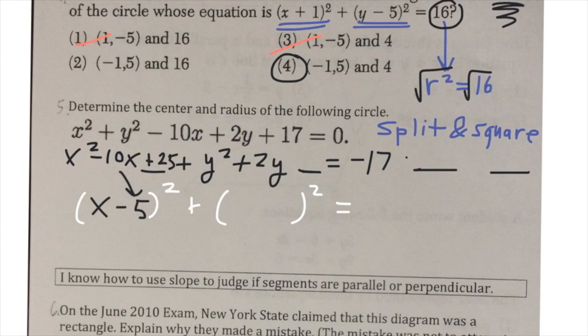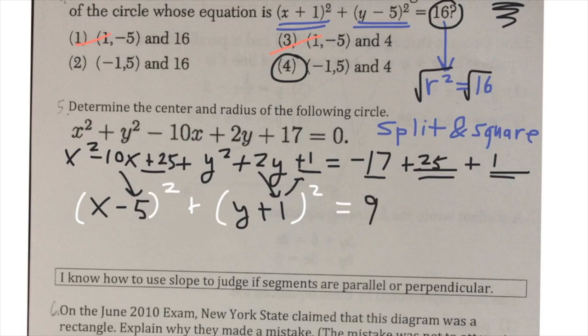Whatever you do to one side of the equation, you have to do to the other side to keep it balanced. And then we go on to splitting the term that contains the y. So that 2 split in half would be 1. So there's the splitting, and then the squaring coming back up. 1 squared would be 1. Whatever I do to one side, I have to do to the other side. -17, 25, and 1, when you add those together, it sums to 9.